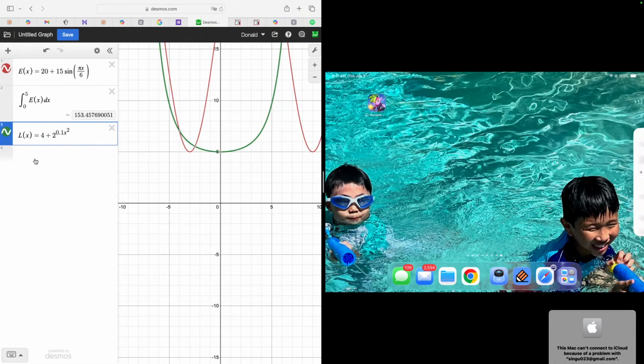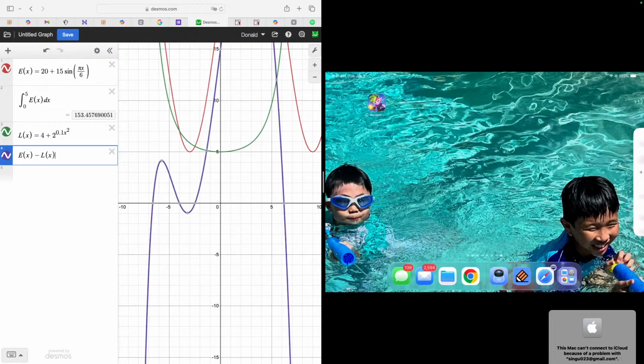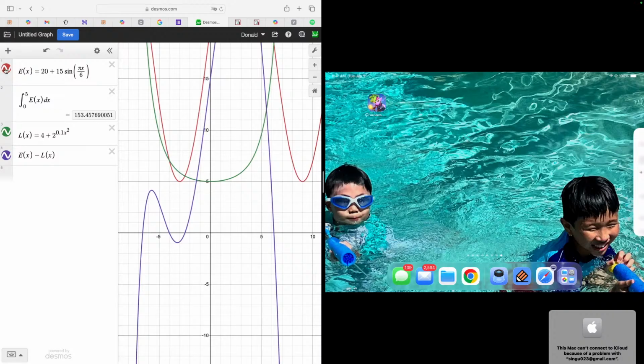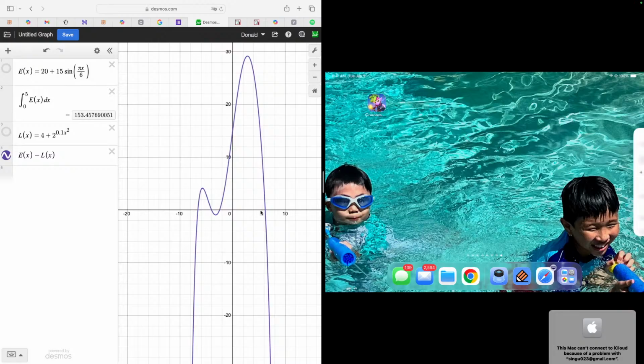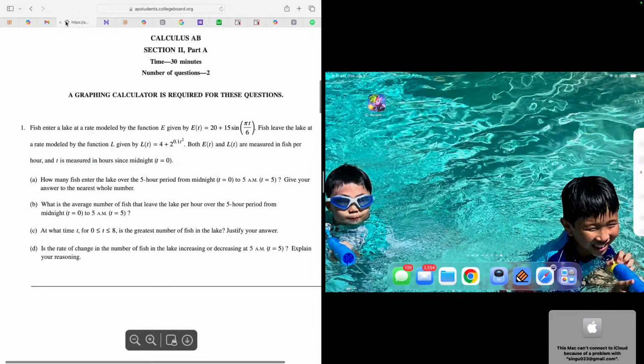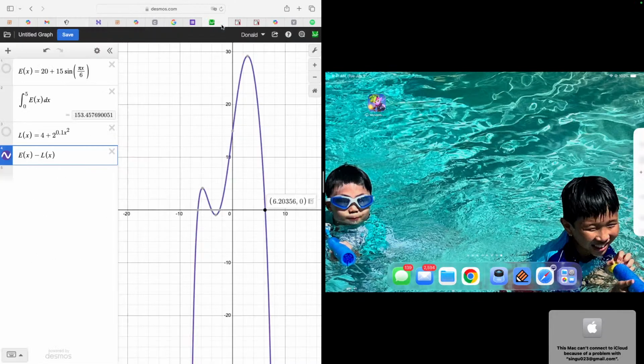Now what I am gonna do is graph E of x minus L of x. Why? Because that's the net. Now greatest happens here, right? Do you see this greatest happen here? I'm gonna uncover this graph. The greatest happens where? Right here, right? 6.203. Now, what do they say the end time was? They say 0 to 8. But 6.203, that's one of them.